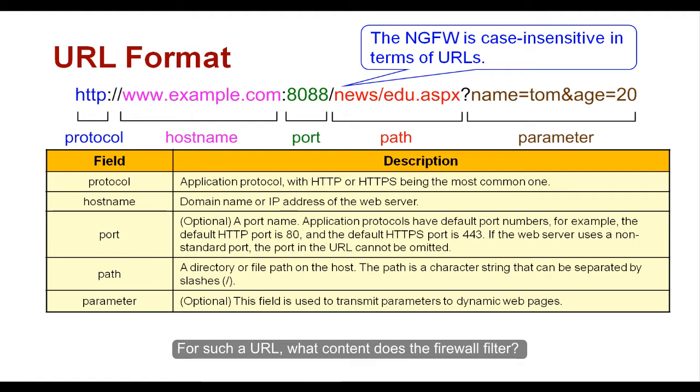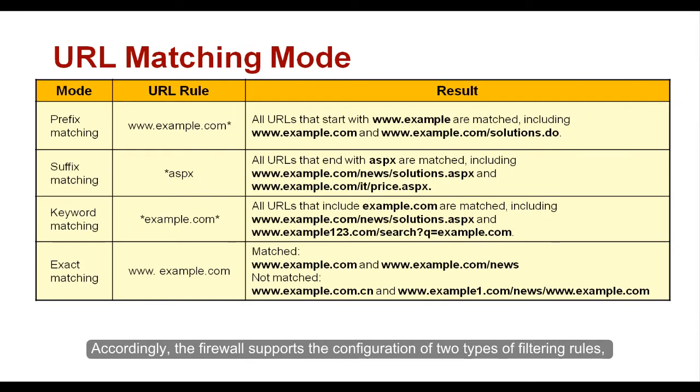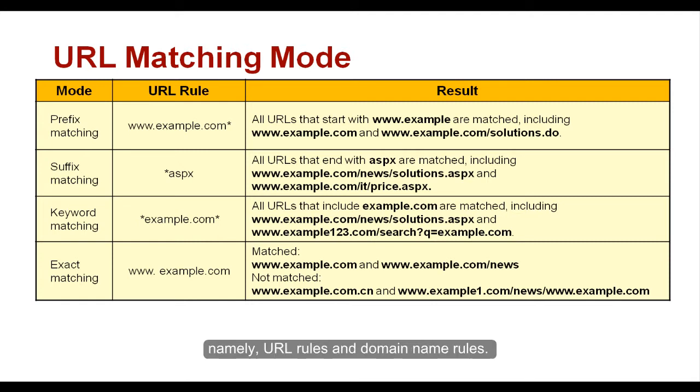For such a URL, what content does the firewall filter? The firewall can perform filtering based on the entire URL or the host name field only. Accordingly, the firewall supports the configuration of two types of filtering rules, namely, URL rules and domain name rules. The matching scope of a URL rule can be the entire URL, whereas that of a domain name rule is the host name field only. The URL and domain name rules support the same matching modes.